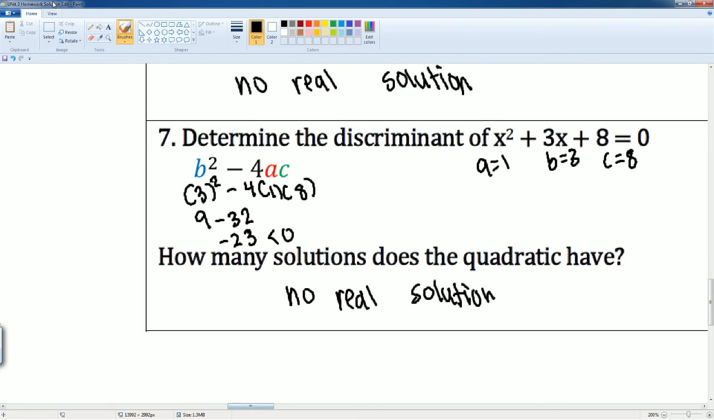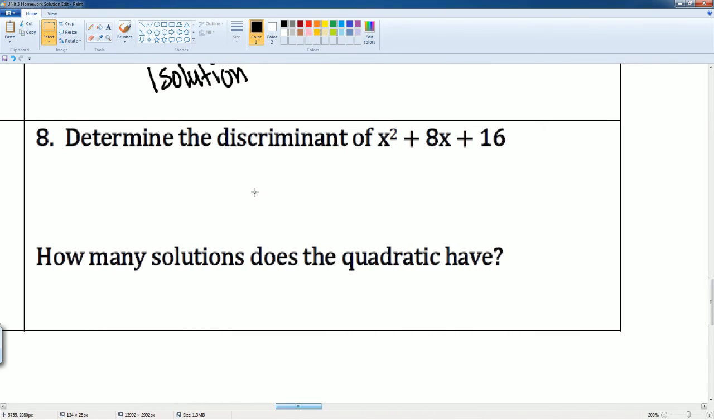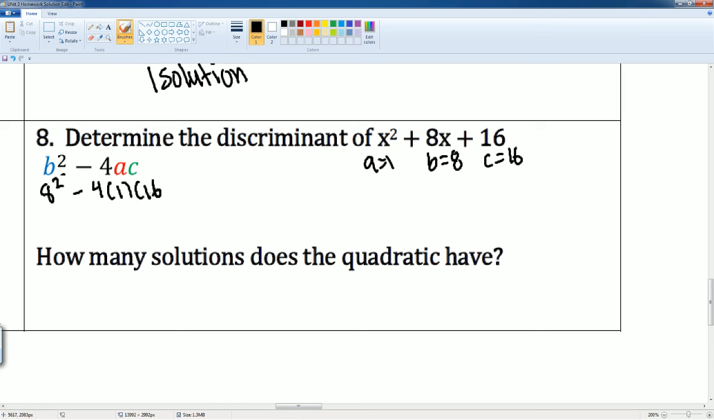Let's do the last one. The discriminant is very useful by telling us how many solutions there are. Okay. B squared minus 4ac is our discriminant. This is in standard form. A equals 1, B equals 8 and C equals 16. Plug it in, B squared, so it's 8 squared minus 4 times 1 times 16.